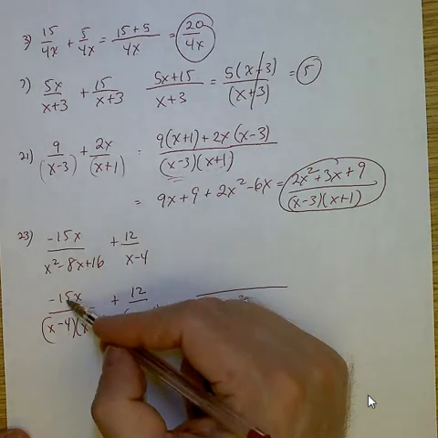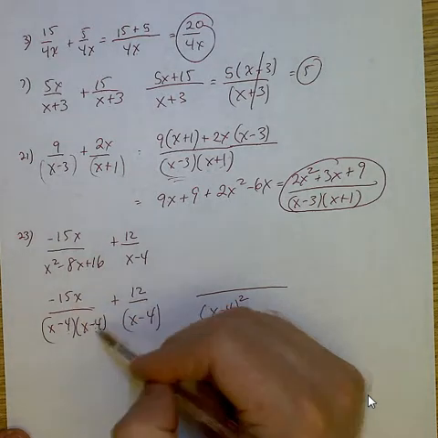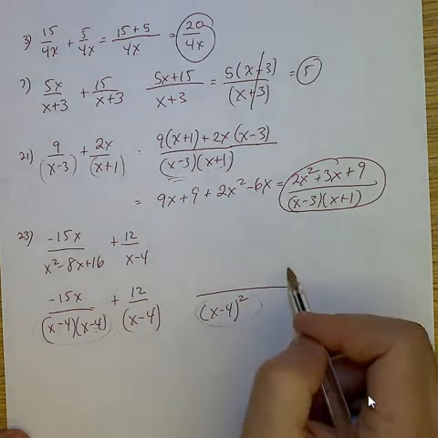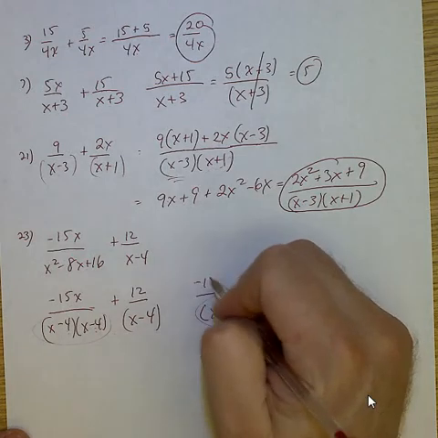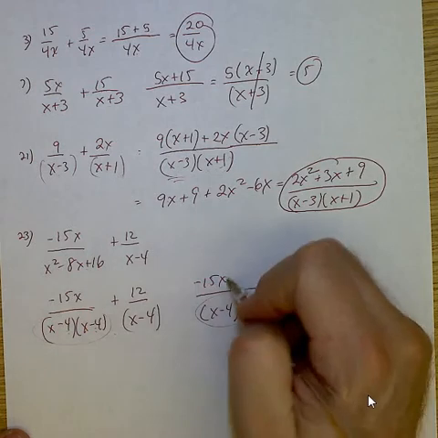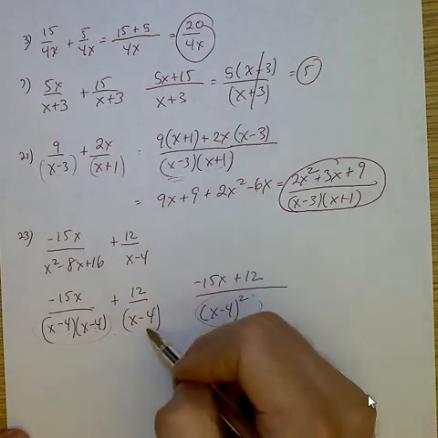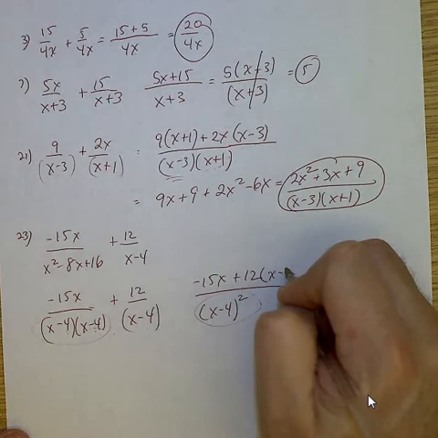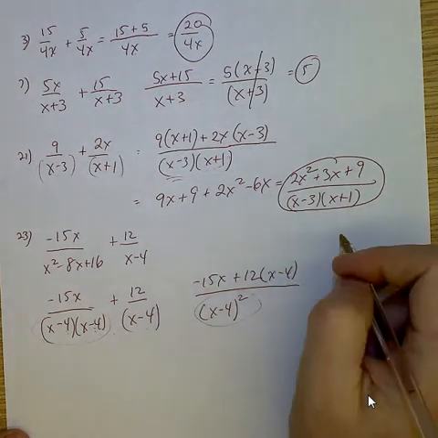Now we can do our numerator. Let's adjust our numerator. The negative 15x sits over x minus 4 times x minus 4. That's exactly what our denominator is. We have no adjustment to make on the numerator in this first term. In the second term, we only had one x minus 4. Now we have two of them. So we need to apply another x minus 4 to the second numerator.